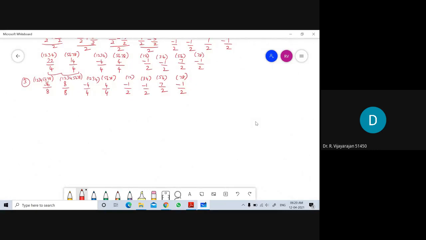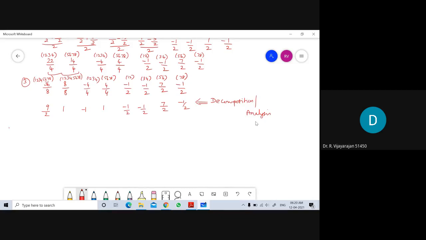If you want to write the final set of coefficients, it can be simplified like this: 9 by 2, 1, minus 1, 1, minus 1 by 2, minus 1 by 2, 7 by 2, minus 1 by 2. So this is decomposition, or we can say analysis. The next part is synthesis.